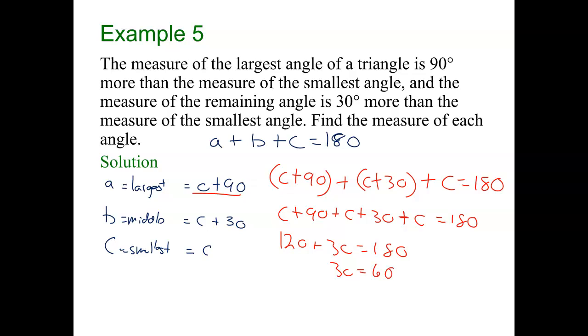3C equals 60. C equals 20. 20 degrees represents what? The smallest angle. The smallest angle is 20 degrees. How do I find the middle angle? What's the smallest angle plus 30?